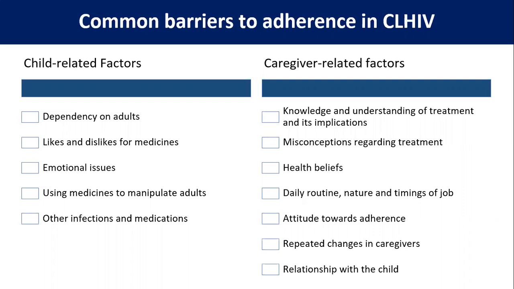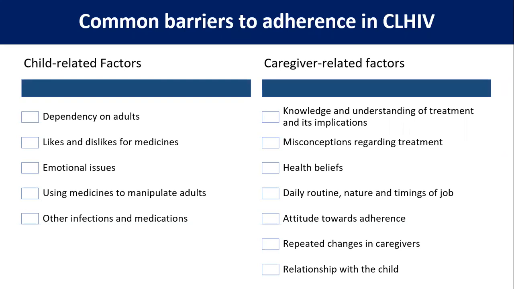Then what are the caregiver-related factors? They have limited knowledge and understanding about the treatment, so that has to be sorted out. If there are any misconceptions regarding treatment, that has to be addressed on a one-to-one basis. Then there are the health beliefs, the daily routine, or the nature and timing of the job of the caregivers. If they are going out early in the morning, then you can time the ART medicines. If nobody is available in the family early in the morning, they can give the medicines, and when they come in the evening, the second dose can be given to the child.